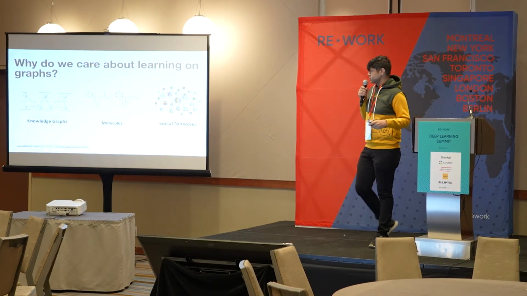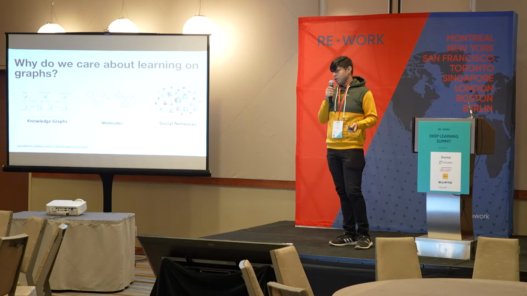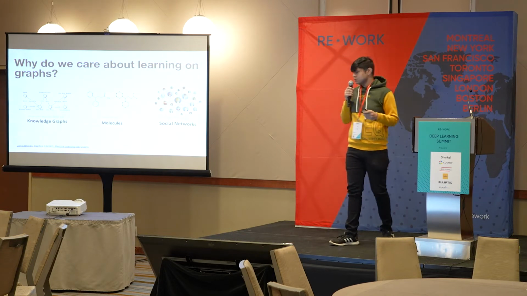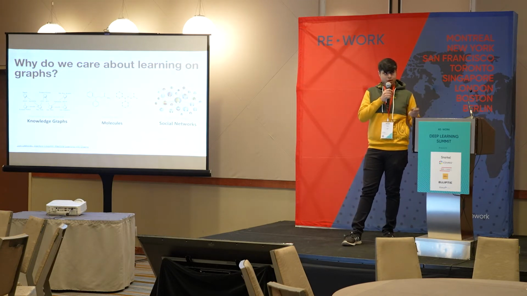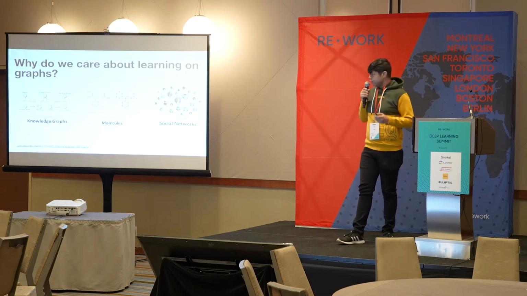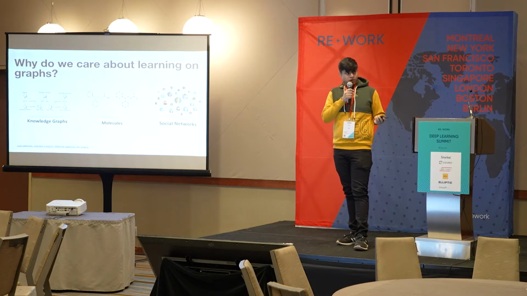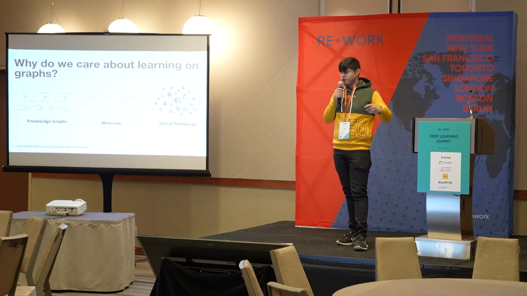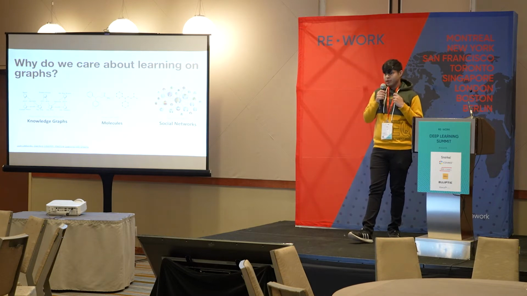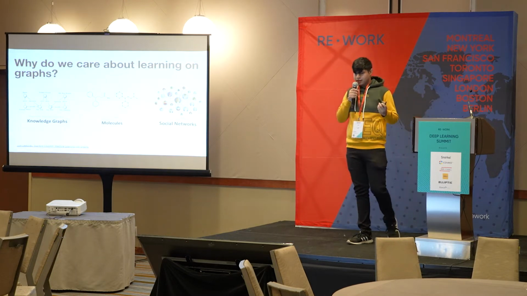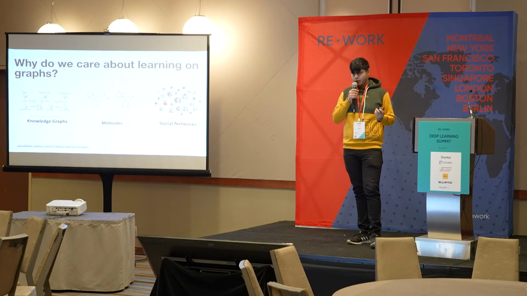Now, this begs the question: why do we care about learning on graphs? Graphs are one of the most ubiquitous data structures that exist in the real world. For instance, they exist in the form of knowledge. A knowledge graph is a graph that contains information about facts in the real world. For instance, Justin Trudeau is the Prime Minister of Canada, Barack Obama was the President of the US, and me, myself, Rishabh Goyal, lives in Canada. So it's a graph that contains information about the real world.